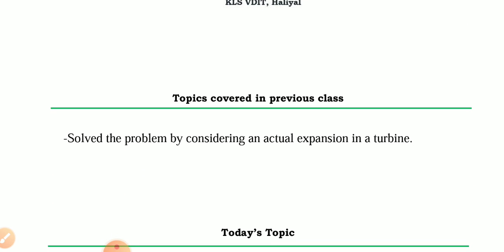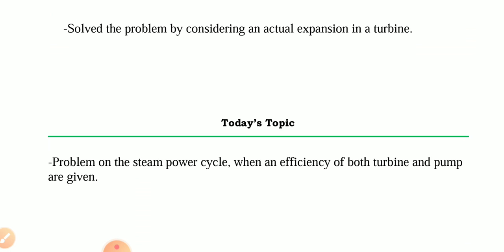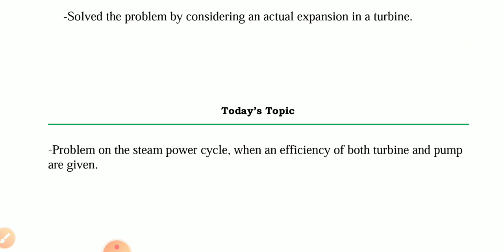The topics covered in the previous class: we solved the problem by considering an actual expansion in a turbine. In today's topic, we will solve the problem on a steam power cycle when the efficiency of both turbine and pump are given.